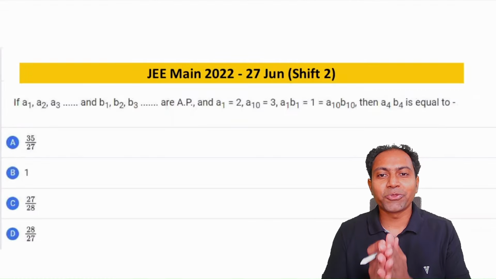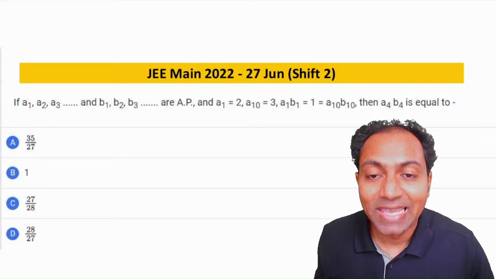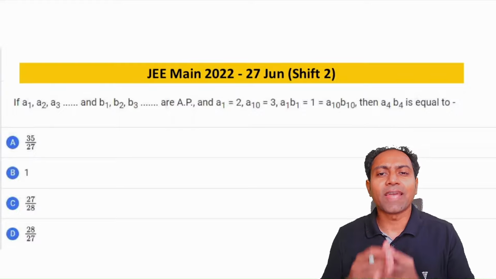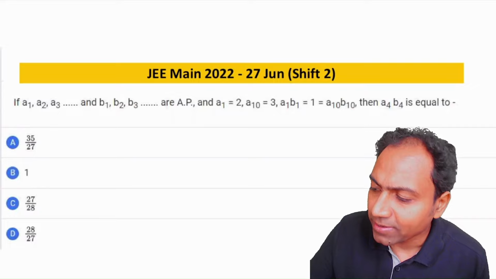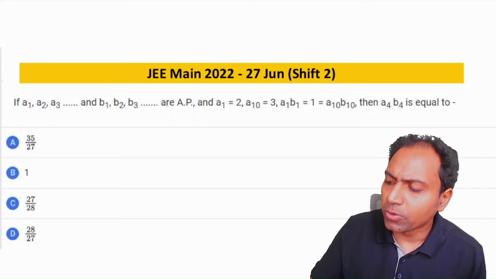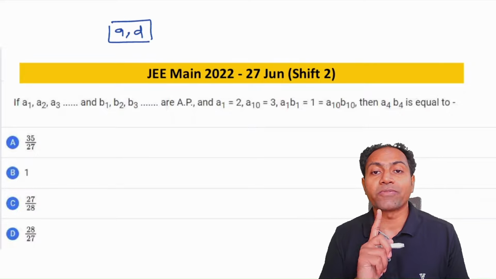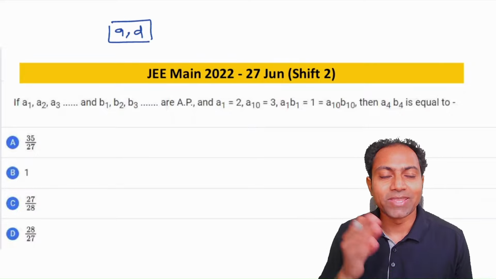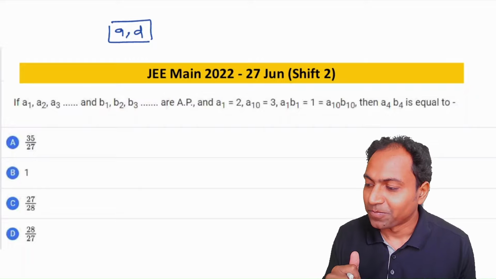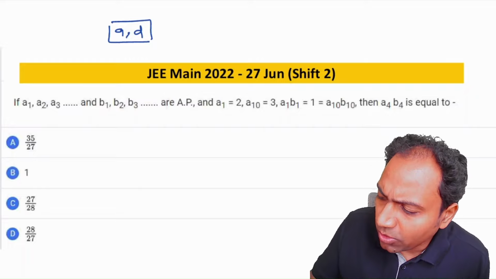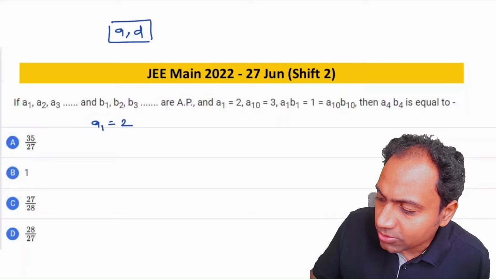Now let us look into the first question based on this problem type. In this question, and in fact any question of AP, there are two important factors to be determined, and those two important factors are the first term and the common difference. So now this series talks about two different types of arithmetic progressions, one in terms of A, another in terms of B. And they have given the value of A1, that is the first term, already as 2.